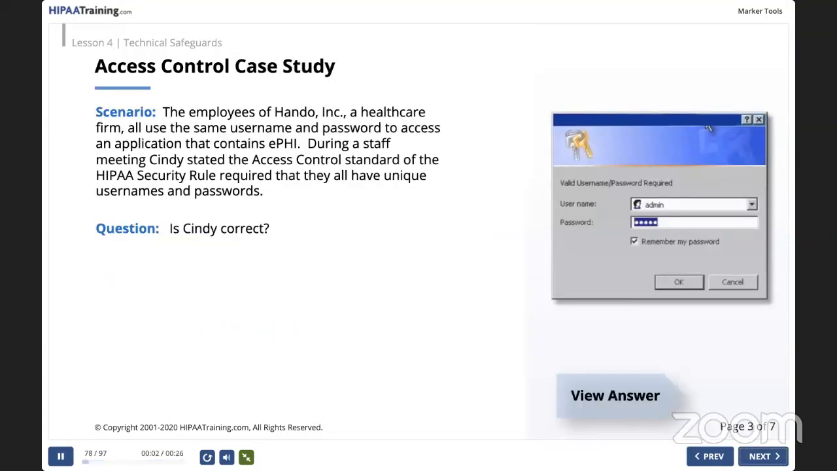Access control case study. Scenario: the employees of Hando Incorporated, a healthcare firm, all use the same username and password to access an application that contains EPHI. During a staff meeting, Cindy stated the access control standard of the HIPAA security rule required that they all have unique usernames and passwords. Question: is Cindy correct?